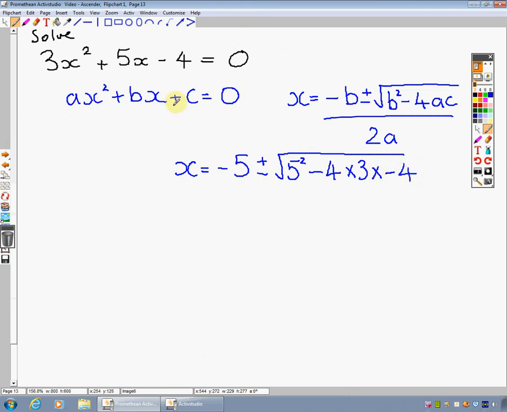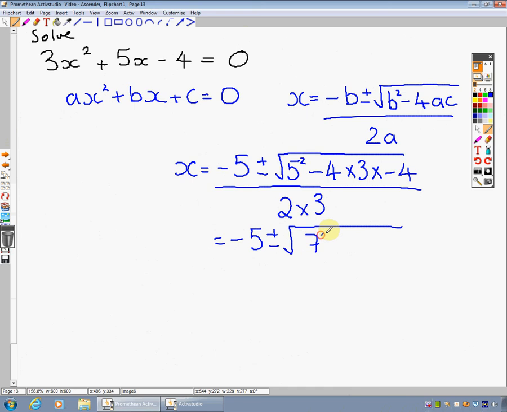Okay, now let's simplify that a bit more. So we've got minus 5 plus or minus the square root. You can do this whole bit here in your calculator now, but be careful with your minuses. And I make that to be 73. And that's all divided by 2 times 3, which is 6. So now we can move to our two separate solutions. So we can either have x equal to minus 5 plus the square root of 73 divided by 6, or we can have x equal to minus 5 take away the square root of 73, all divided by 6.